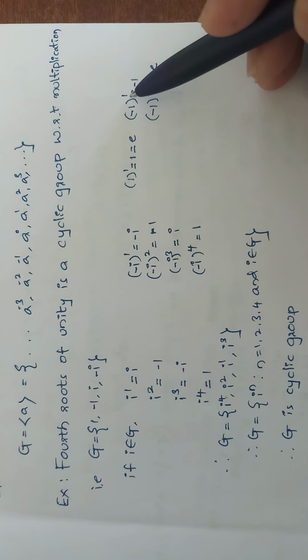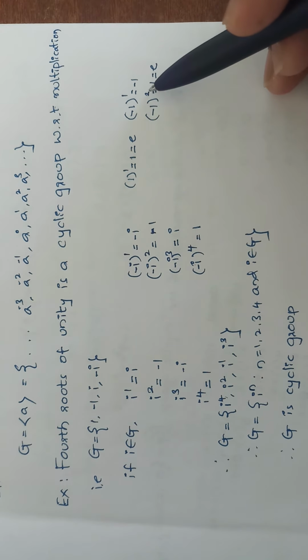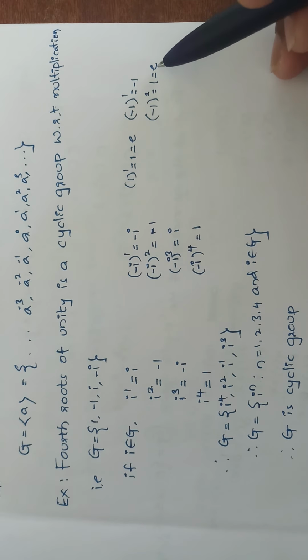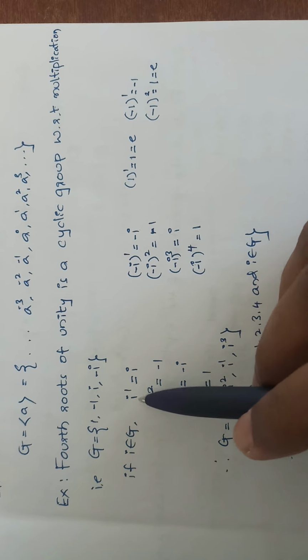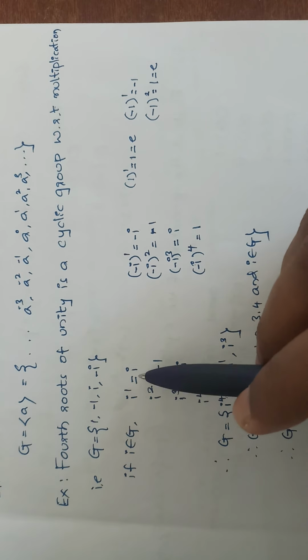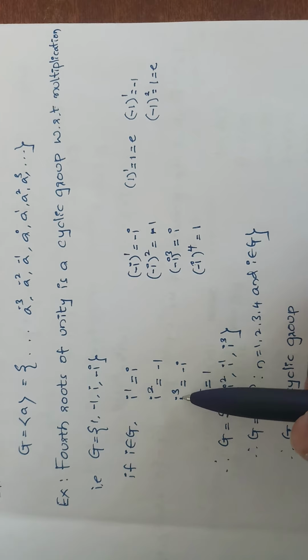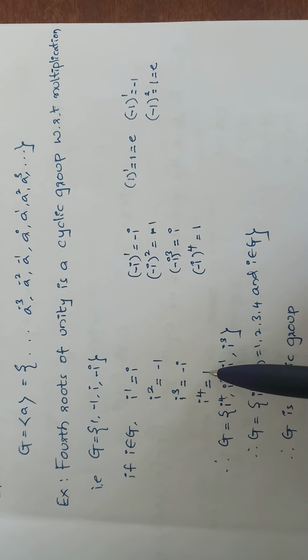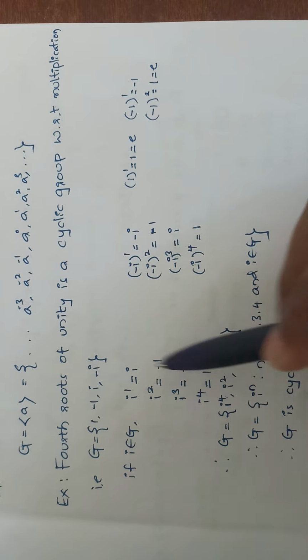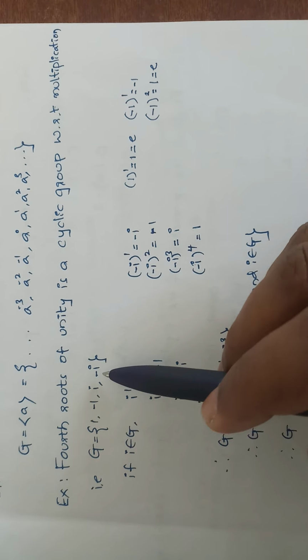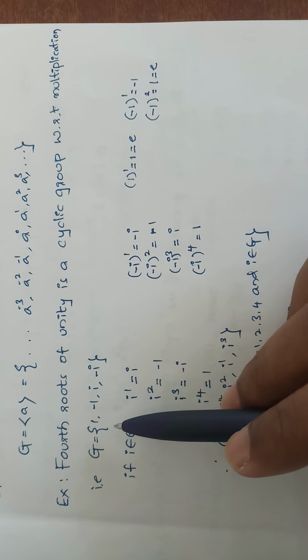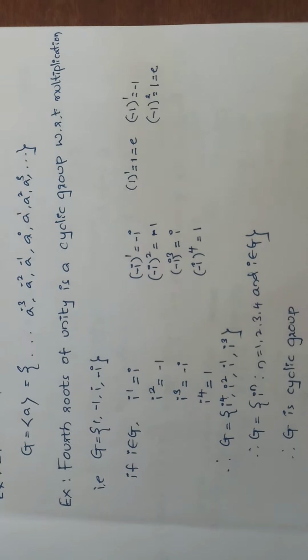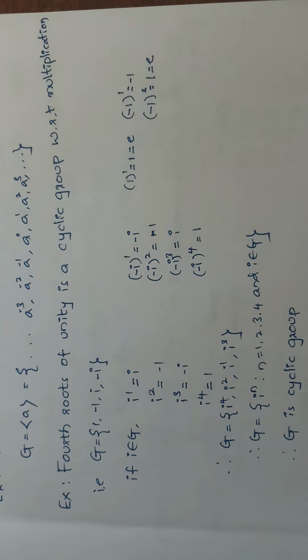Now -1 to the power 1 is -1, and -1 to the power 2 is 1, the identity element. To the power 3 it becomes -1, and to the power 4 it becomes 1. For the element i, i to the power 1 is i, i squared is -1, i cubed is -i, and i to the power 4 is 1. So from i you can get all the elements of the group G. Then we can say i is the generator of the group G. Like this we use the definition of a cyclic group.